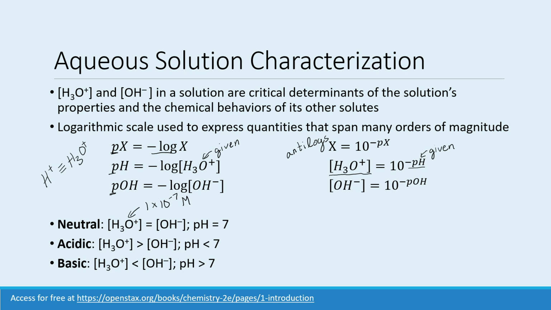If you are acidic, then you have a higher concentration of the hydronium ion, and if you do that, you should have a pH that is less than 7. And then basic, you're going to have a hydronium ion concentration that's less than the hydroxide ion concentration, and so that's going to give you a pH that is greater than 7.